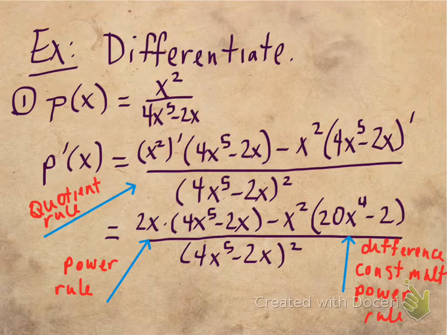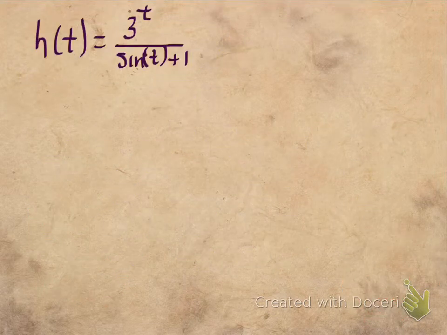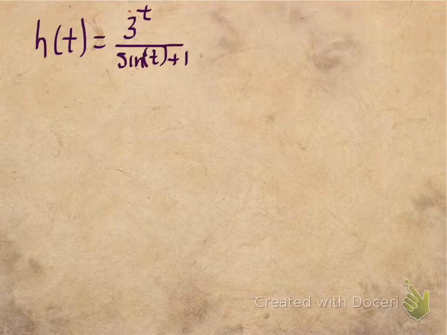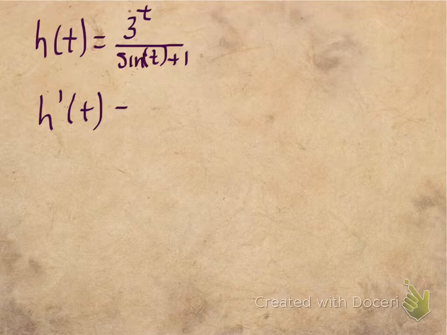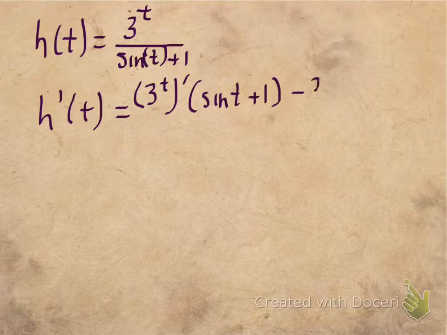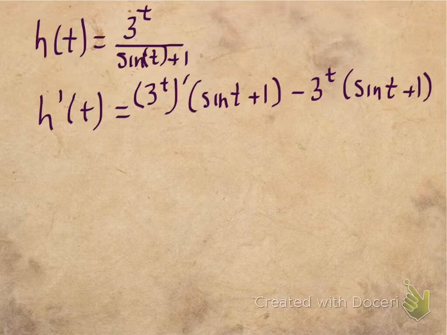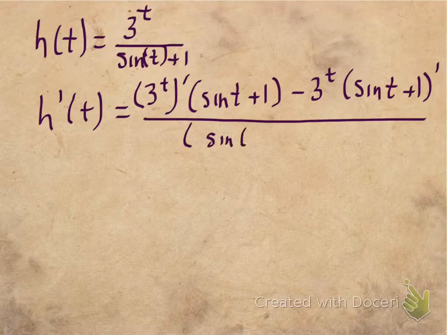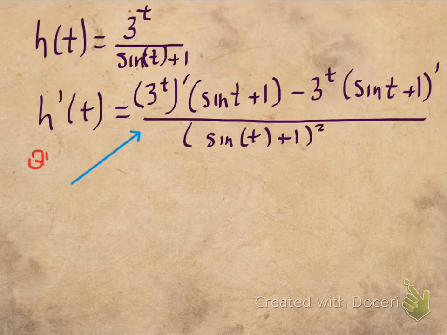Okay, let's do another example. Let's differentiate h of t equals 3 to the t over sine of t plus 1. Again, this is a quotient rule problem. So the derivative is going to be the derivative of the top times the bottom minus the top times the derivative of the bottom, all over the bottom squared. So there I used my quotient rule.